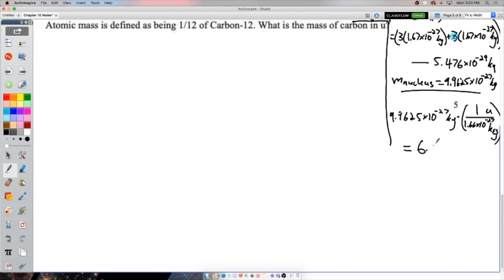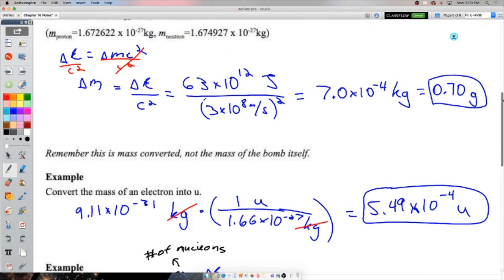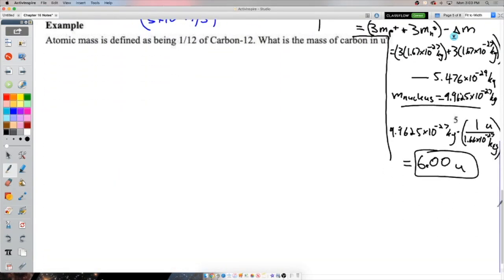So I got, okay, and if you use the unrounded masses of protons and neutrons that they've been giving you, you would get, I think, 6.02 atomic mass units, but since they didn't give us those, we assume they want us to just use the ones on the formula sheet. So if they give you the mass of a proton and neutron, use it. If they don't, use the one on your formula sheet.